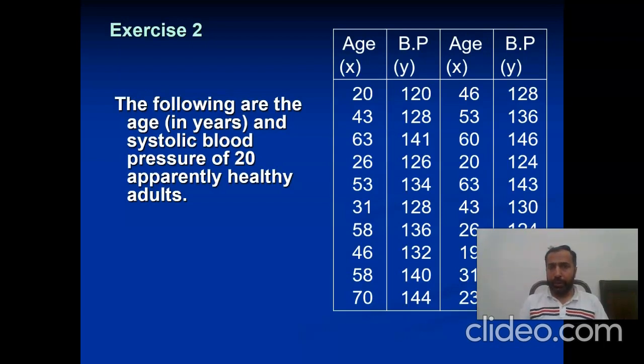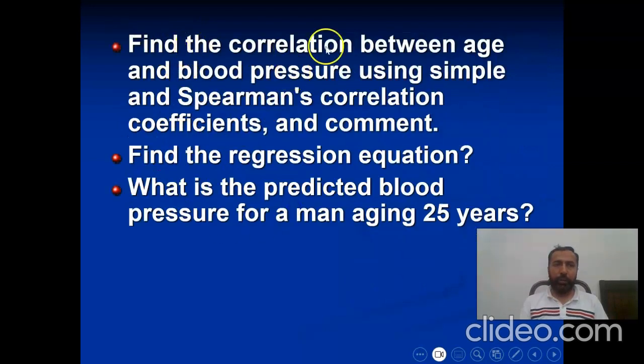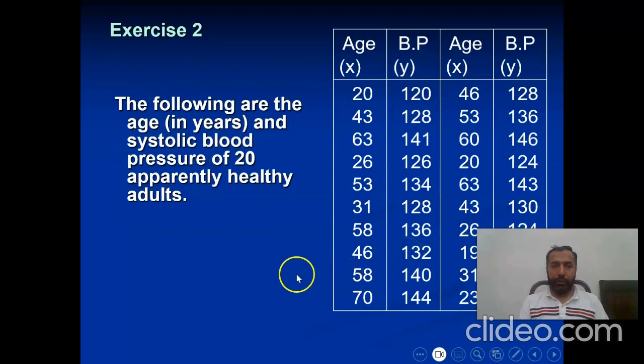This is another exercise. Now you should copy this data of age and blood pressure from this video recording, where blood pressure is the y variable and age is the x variable or independent variable. Try to calculate their correlation and regression and then interpret it. For example, the first question is to find the correlation between age and blood pressure. The second question is the regression equation, and then you have to answer what is the predicted blood pressure for a man aged 25 years. So you have to do it on this example or on the previous data.